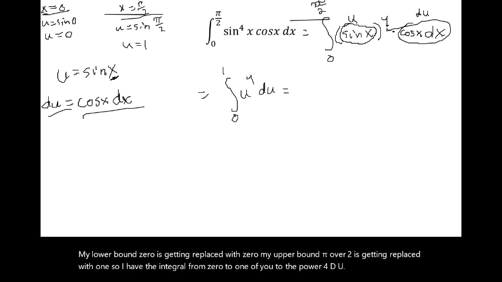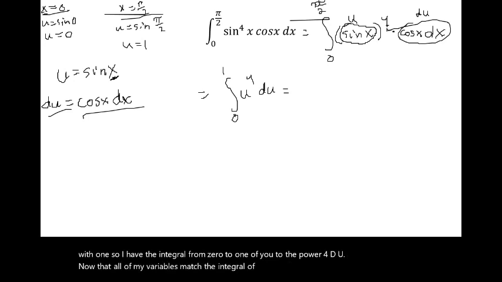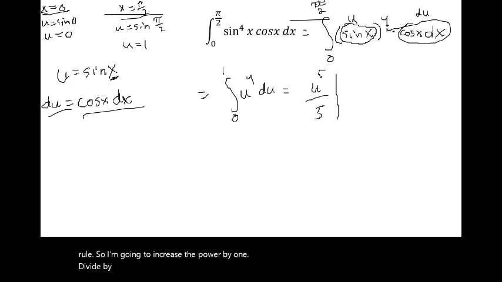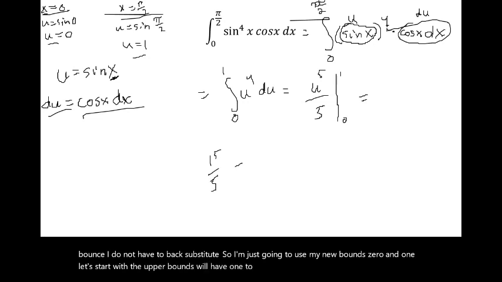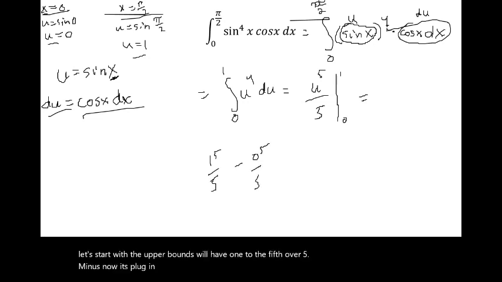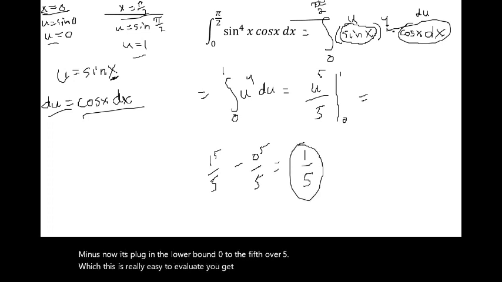Now that all of my variables match, for the integral of u to the fourth, I'm going to use the power rule. So I'm going to increase the power by 1, divide by the new power. And I do not need a plus c since it's a bounded integral. And because I bothered to change the bounds, I do not have to back substitute. So I'm just going to use my new bounds 0 and 1. Let's start with the upper bound. So we'll have 1 to the 5th over 5. Minus, now let's plug in the lower bound, 0 to the 5th over 5. Which this is really easy to evaluate. You get 1/5. So changing the bounds for this one actually made this problem a lot easier.